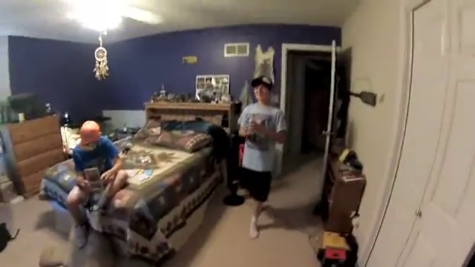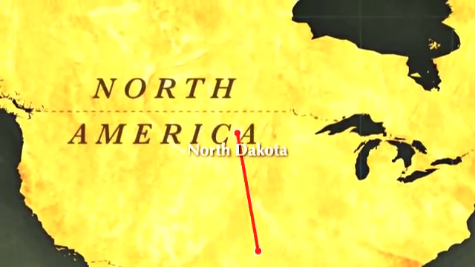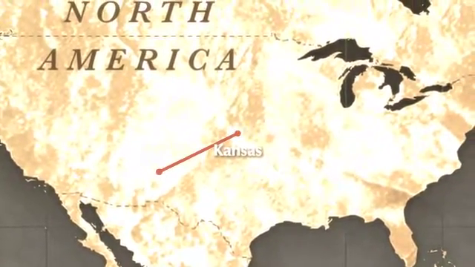Dad, what's the Dust Bowl? Well, son, it all started in the early 1930s. The Dust Bowl went north from Texas to the Dakotas. The Dust Bowl moved east to west from New Mexico to parts of Kansas.